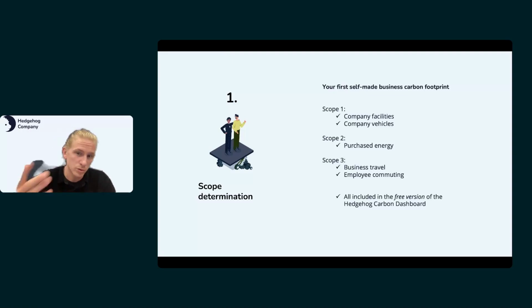All these emission sources are available in the free version of our Hedgehog Carbon Dashboard. And as you will also find out later, at the moment that you want to include other scope 3 sources, for example, because you are a production company or a manufacturer of anything, these emission sources tend to become very specific for your organization. And that's where we prefer to join in and guide your organization towards getting a real understanding of your business carbon footprint.